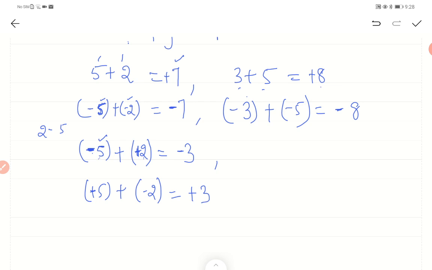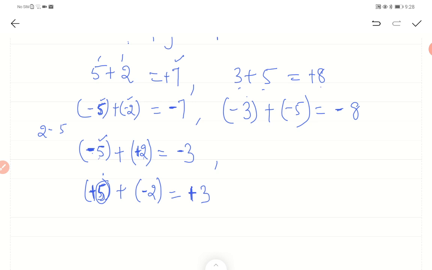Why? One is positive and the other is negative. Here we took minus 3. Why is it plus 3 here? Because the sign of the bigger number is plus here, so we took the output as plus.